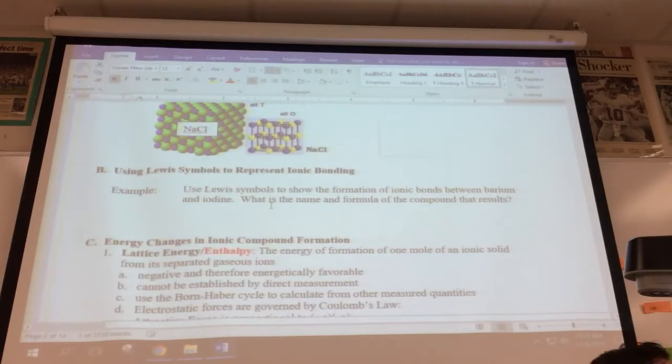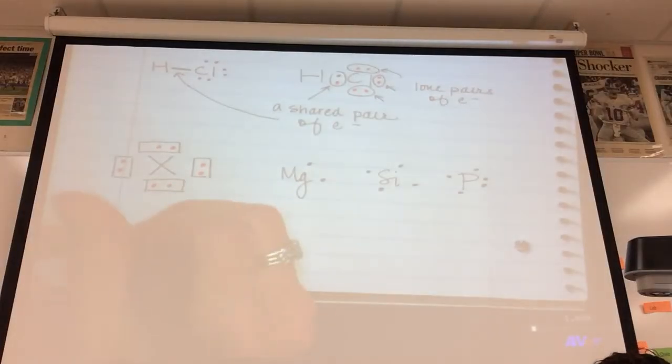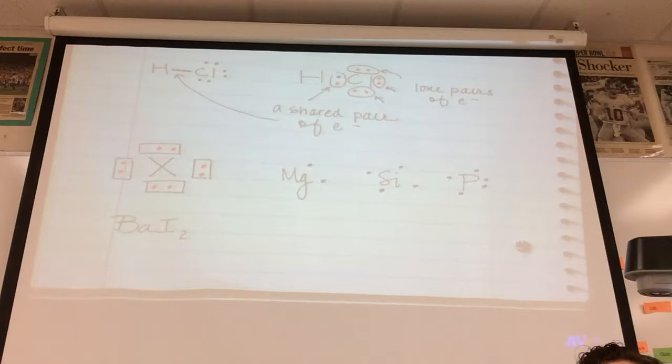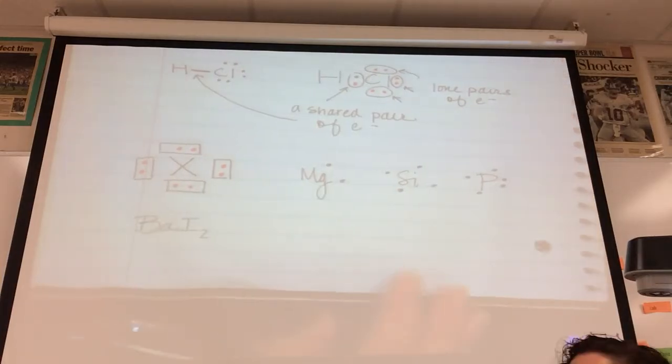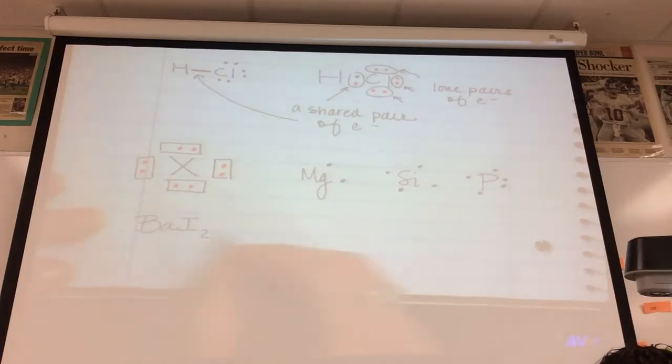You can actually use Lewis symbols to show how ionic compounds form. It's not something we do very much of. I'll mention it here. The example I gave you was barium iodide. Everybody knows how to formula, right? With ease, so if my honors kids ask you, you should be able to do it. And it might be a good way to get volunteer hours because some of them could use some help.